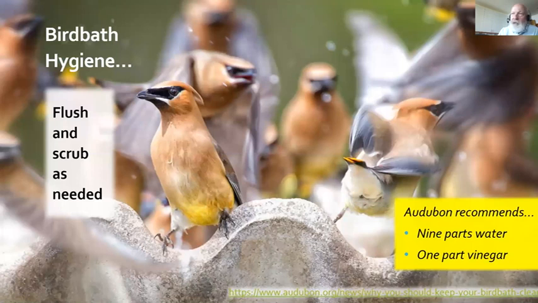Bird bath hygiene: flush and scrub as needed. Audubon recommends cleaning those bird baths with 1 part vinegar and 9 parts water. I'm often asked this in terms of how to clean the bird bath, especially during a hot summer, when of course you see a lot of algae buildup. So Audubon recommends a little vinegar as part of the cleaning solution, nothing else. Notice that they're recommending a natural vinegar solution as opposed to soap, and certainly a non-bleach solution.